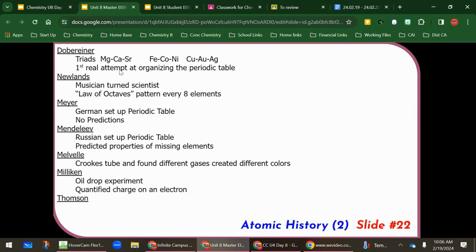Okay? Thomson, here we go. Thomson gave us the plum pudding model. Now, you all in physical science, if you had physical science, talked about Thomson. By the way, the ones on the list that you've talked about were Democritus, Dalton, and now we're at Thomson. Thomson gave us the plum pudding model of the atom. He found the electrons. Put that down for Thomson. He found negatively charged parts to the atom.